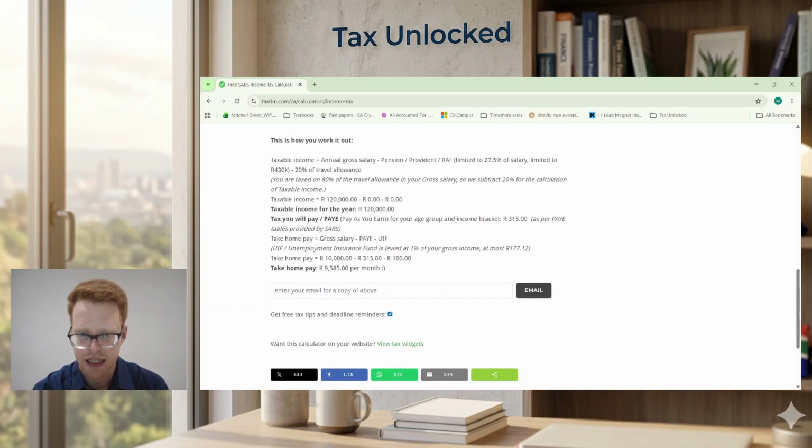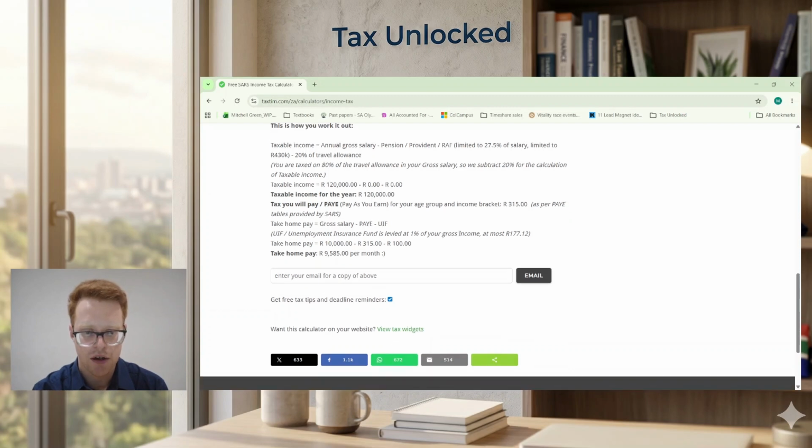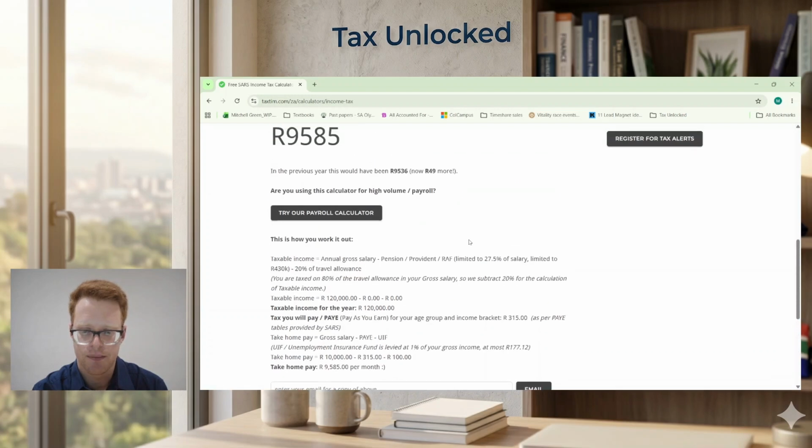It shows you here for your age group and income bracket, the PAYE or income tax that you would pay on a monthly basis is 315 Rand. So your take-home pay then is your gross salary, 10,000 Rand a month, less PAYE, 315 Rand, less UIF, which is 1%. And so you'd have 9,585 Rand per month.